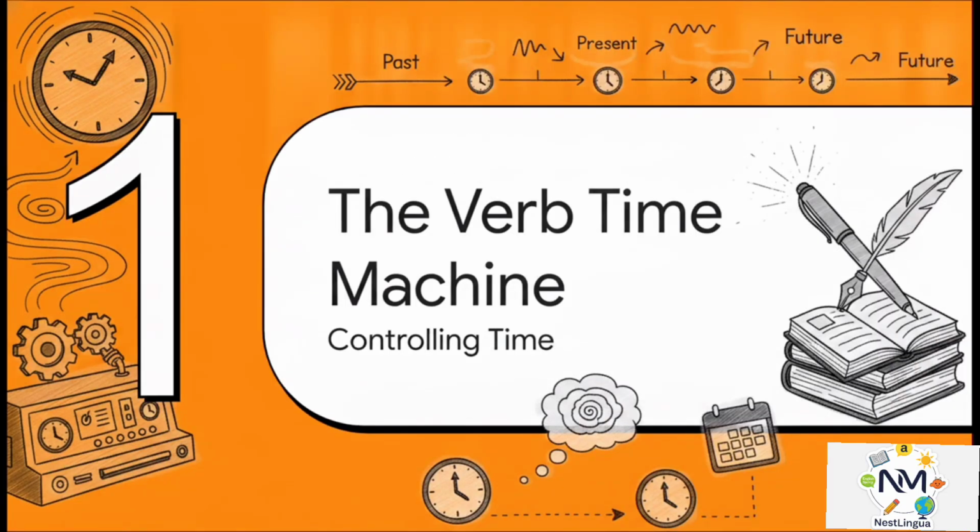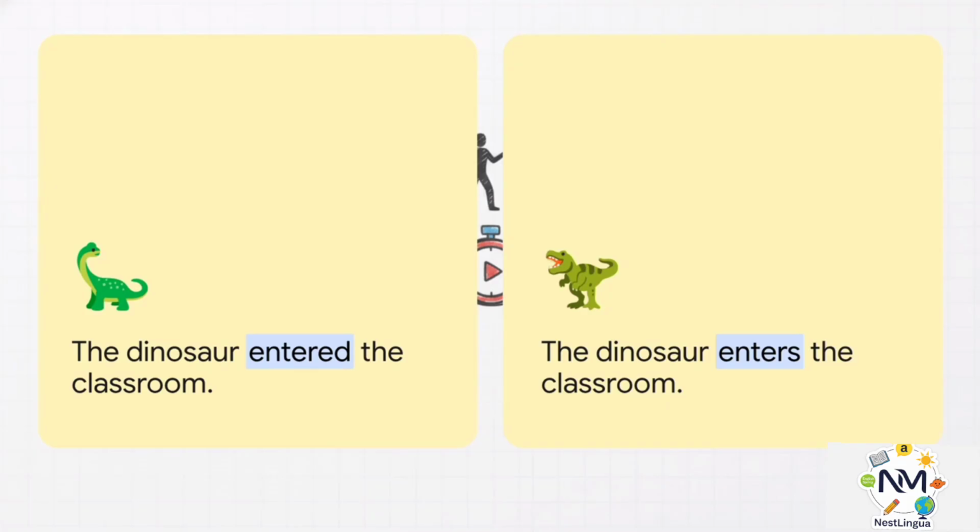Section 1. The verb time machine. So, tense isn't just grammar. It's actually a really powerful tool that you can use to control time and emotion in your story. A tiny change makes a massive difference. Just listen to this first example.